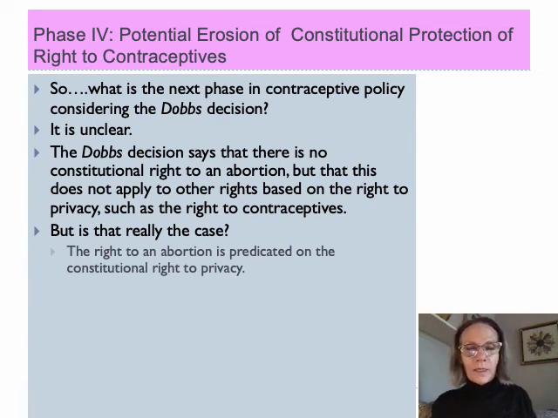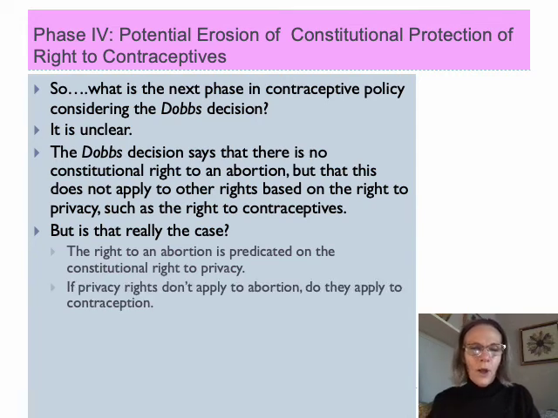The right to an abortion is predicated on the constitutional right to privacy. So if the constitutional right to privacy doesn't extend to, in fact, not only does the constitutional right not extend to abortion, but the court says that there is no constitutional right to privacy, right? That's not in the Constitution, right? So it leaves people to think that if the right to privacy doesn't apply to abortion because the right to privacy doesn't exist, does that mean that without the right to privacy in the Constitution, do you actually have a constitutional right to use contraceptives?